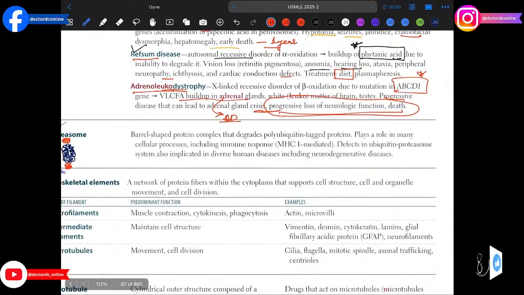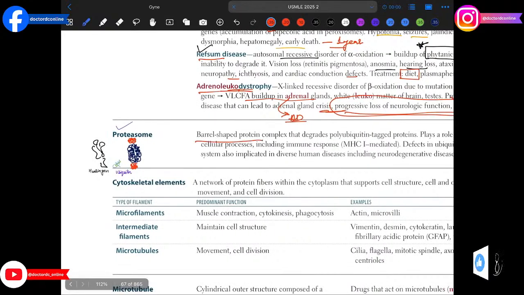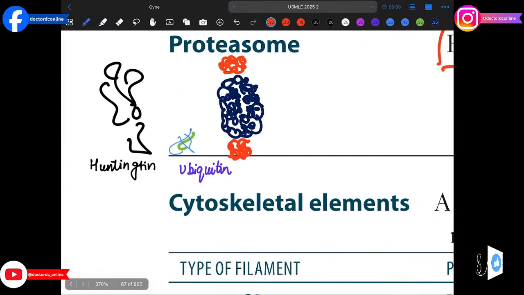This is a very important function since misfolded or damaged proteins can cause disease, such as the beta amyloid proteins in Alzheimer's disease. Proteasomes look kind of like a barrel and have a regulatory component shown in red and a catalytic part shown in blue.